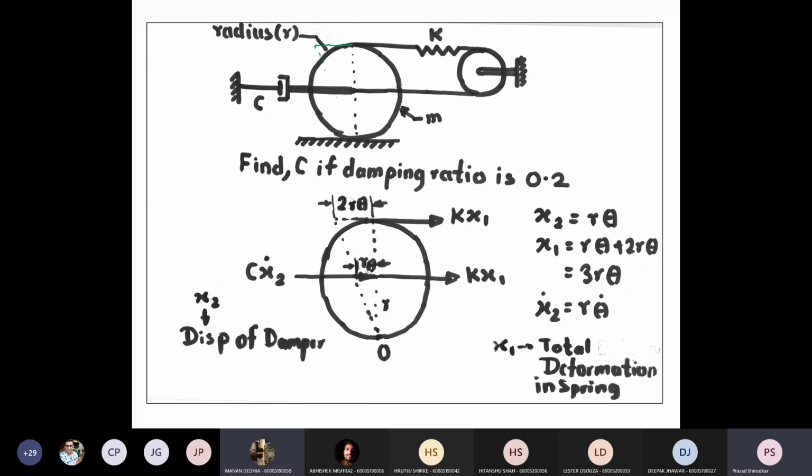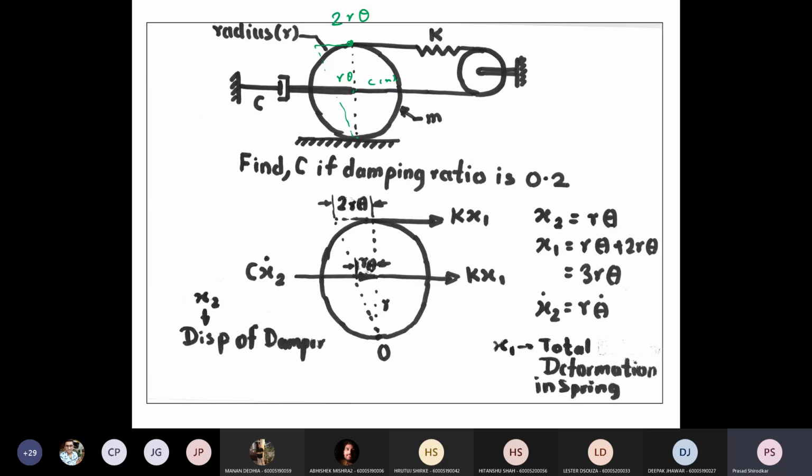So the deflection of the top point is what? 2r theta. Deflection of the center is what? R theta. So now what is happening? The spring is in between, and both the points are moving to the left hand side. So the spring is getting stretched from both ends.